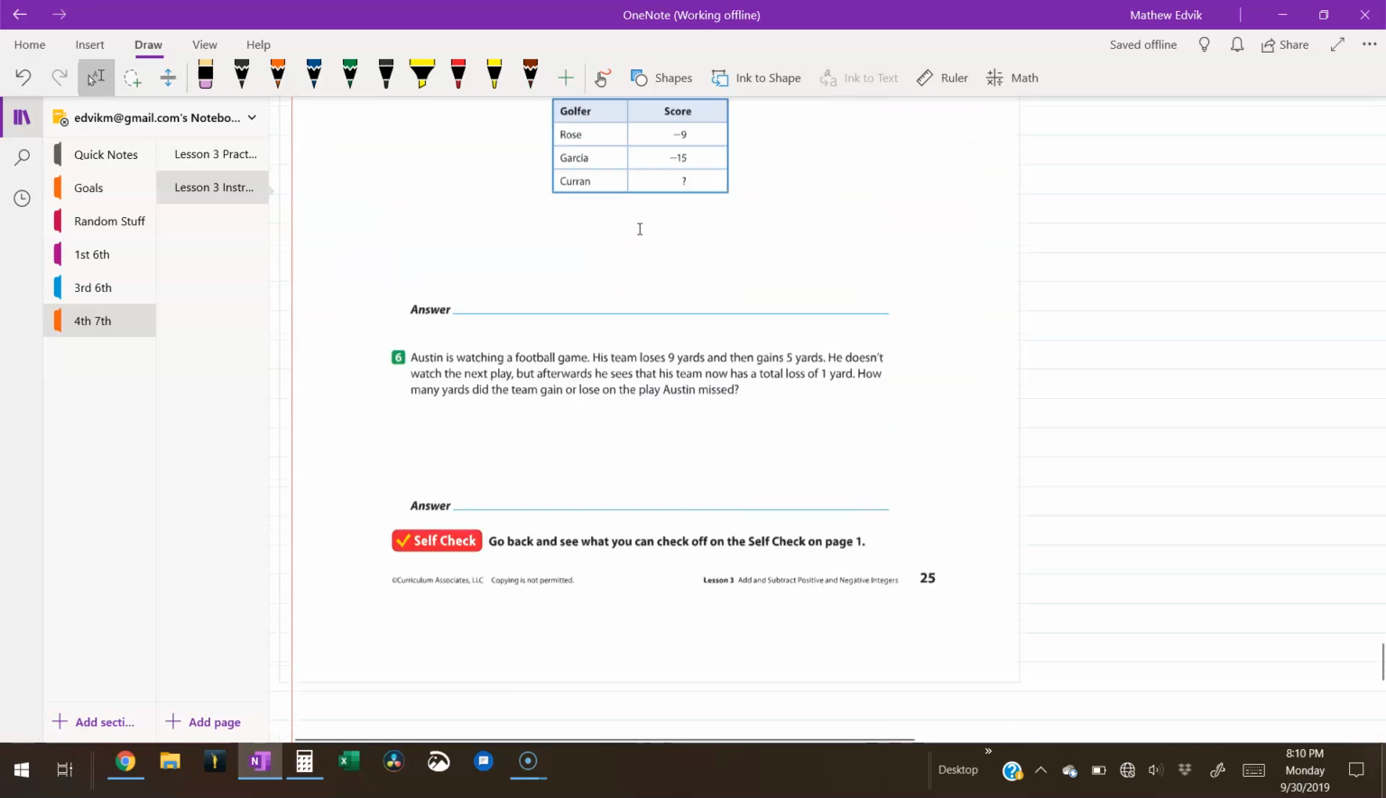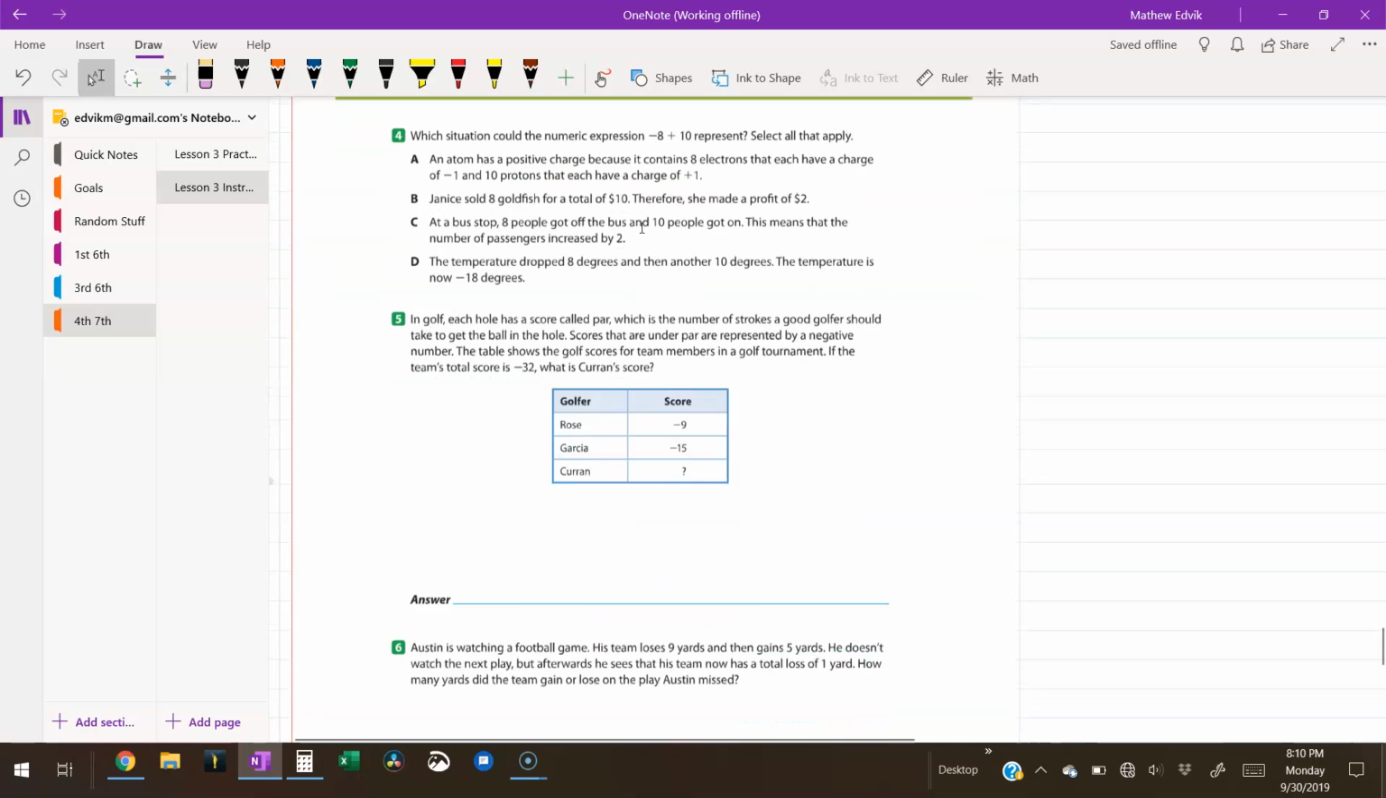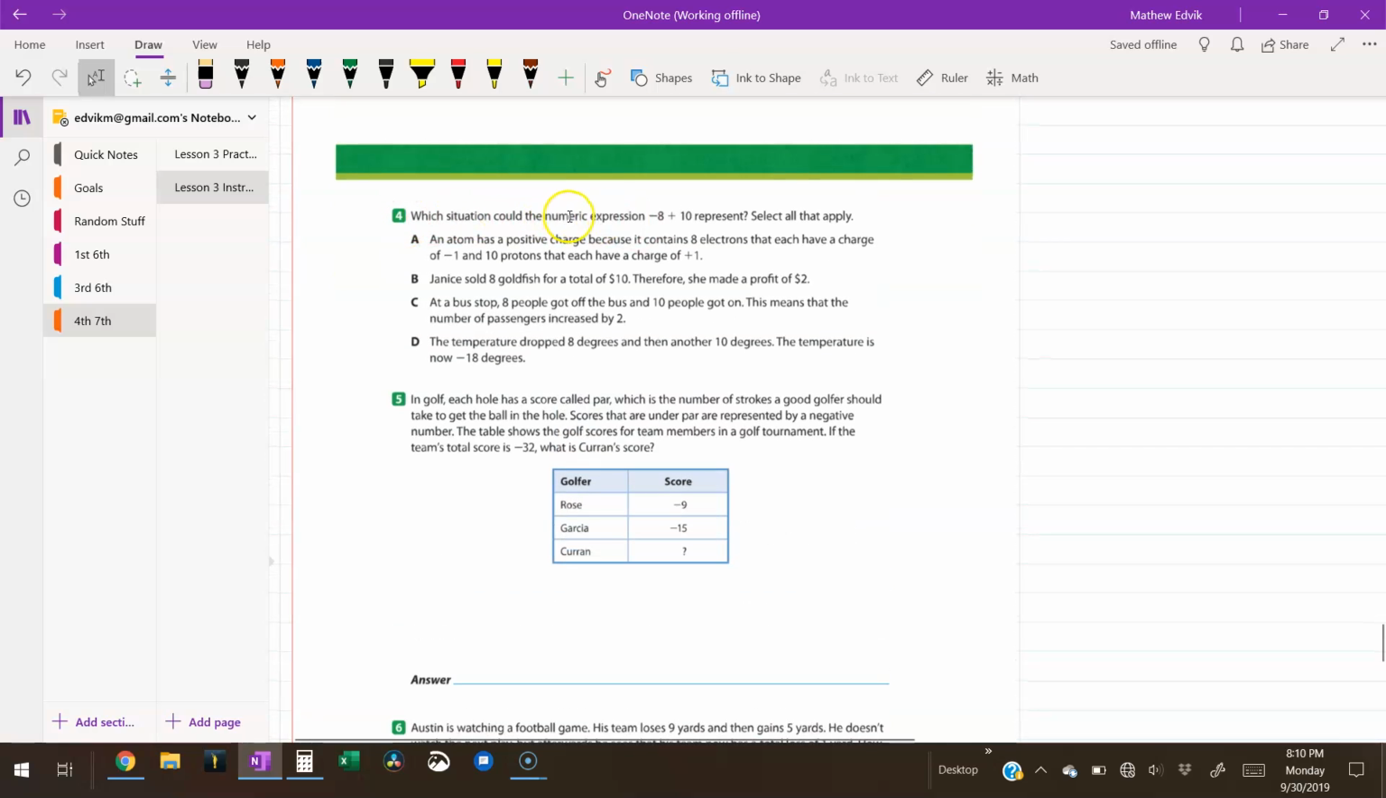All right. So we have just a couple more. Which situation could the numeric expression -8 plus 10 represent? Select all that apply. An atom has a positive charge because it contains 8 electrons that each have a charge of -1 and 10 protons that each have a charge of 1. So that could be true because your 8 electrons that have a charge of -1 is going to be your -8. Your 10 protons is going to be your 10.